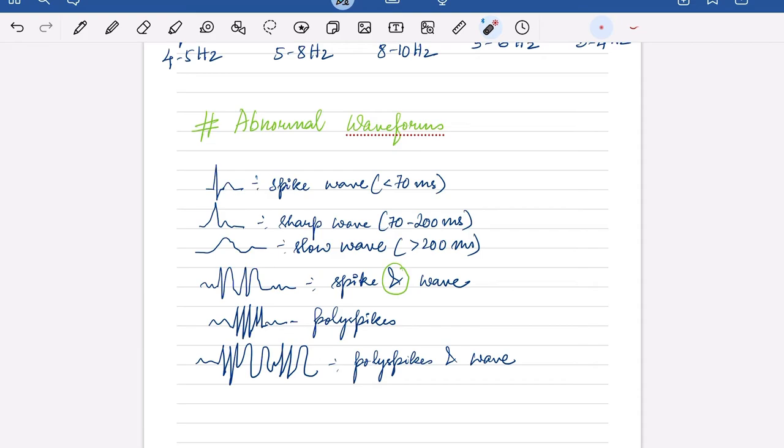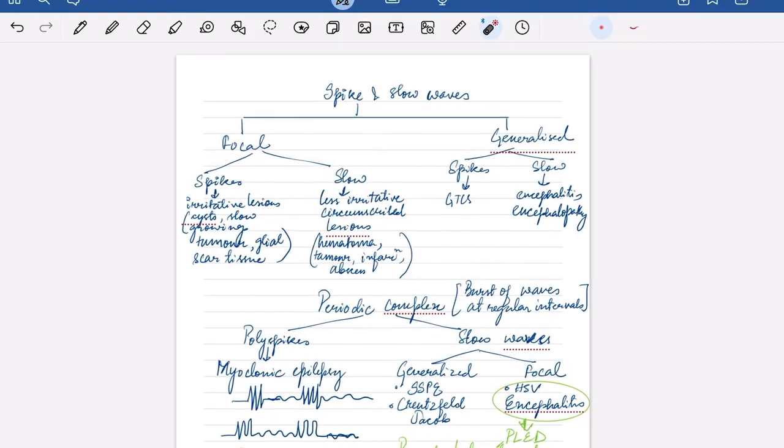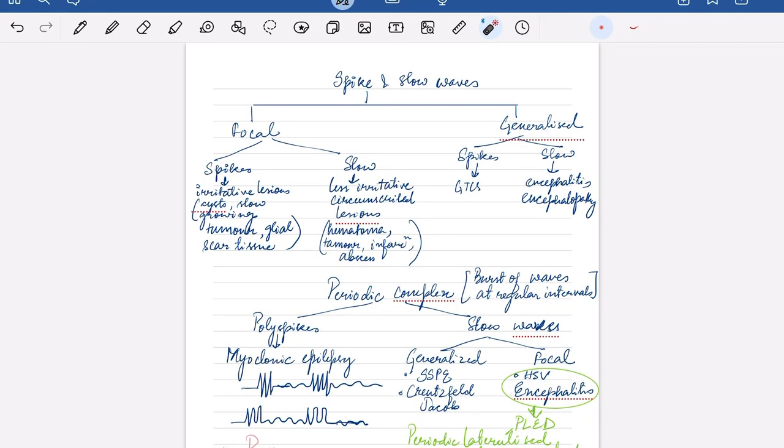Now these can be combined as well, like the spike and wave pattern. There is a polyspike pattern and polyspike and wave pattern. These are a few abnormal waveforms that we can usually see in EEGs that we do. Now coming to spike and slow waves. Now the spike and slow waves can be focal or generalized.